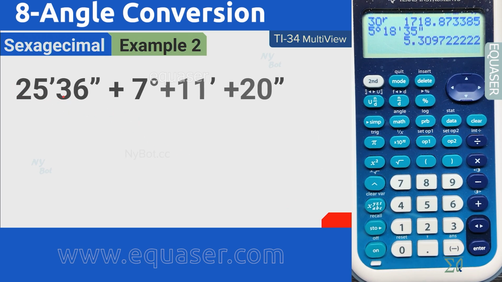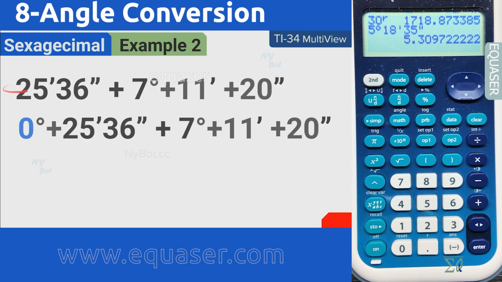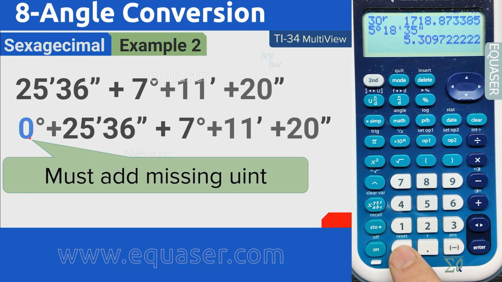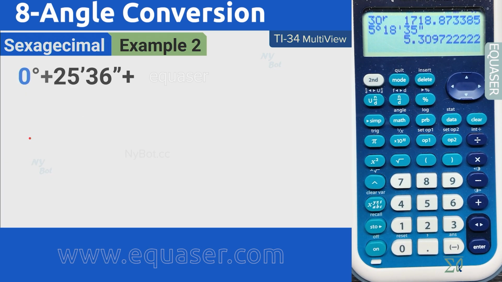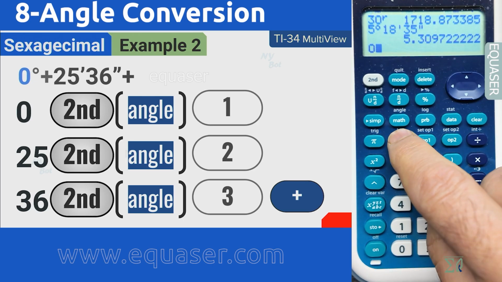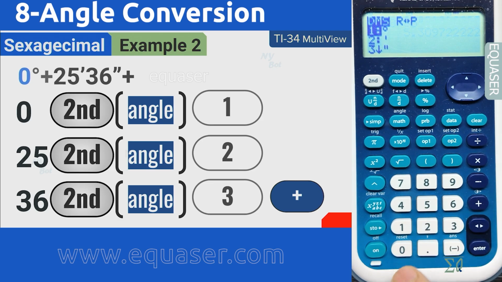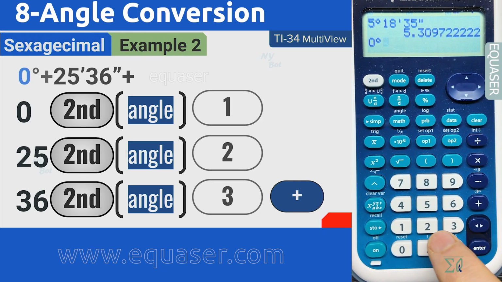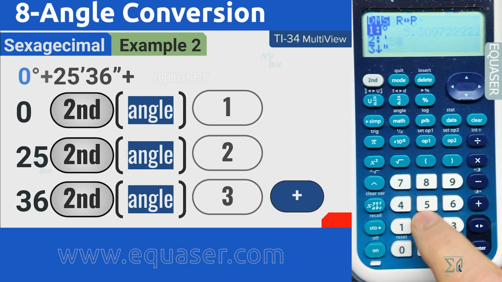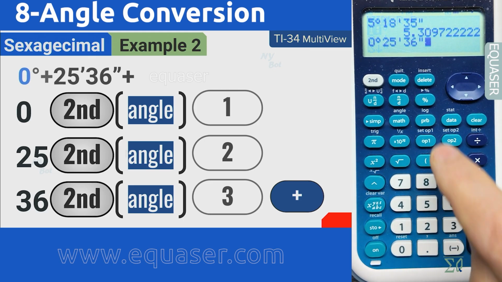Now, we want to add one angle to the other angle. Because this one is missing the degree, we have to enter 0. So I'm starting with 0, and that is very important. I'm starting with 0, second function angle, 1 degree, 25, second function angle 2, and then 36, second function angle 3.